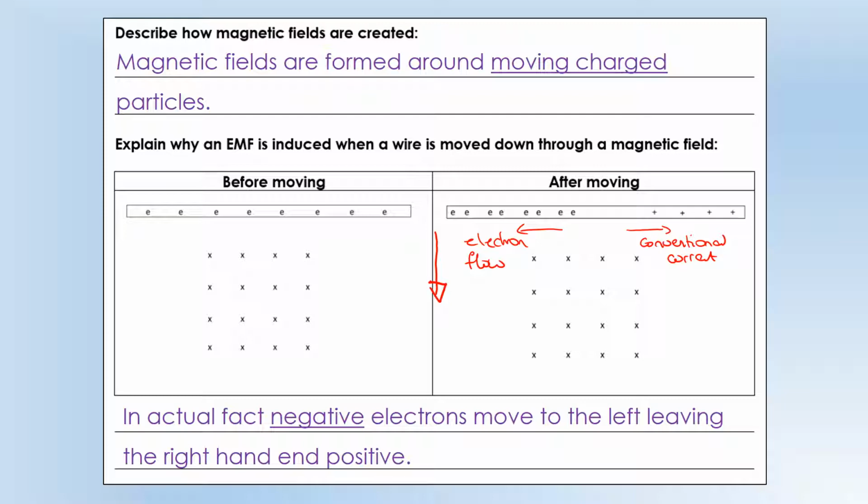So what is an EMF? Well, on a battery, for example, which is a typical EMF source, we've got one terminal that's positive, we've got one terminal that's negative. We've got what we call a charge gradient. And we've got exactly the same thing here. We've got one end that's positive, we've got one end that's negative, so we say an EMF has been induced here. Okay.